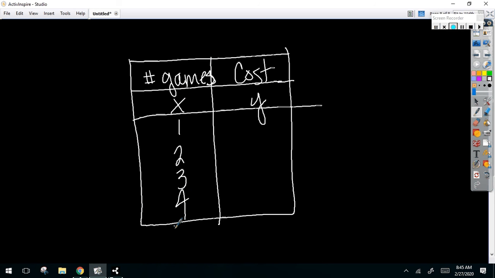All right. So let's say about $60 apiece. So one would be 60. How many would 2 be? How about 3? About 4? 240.